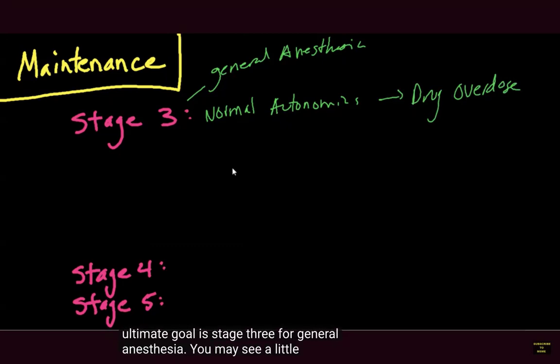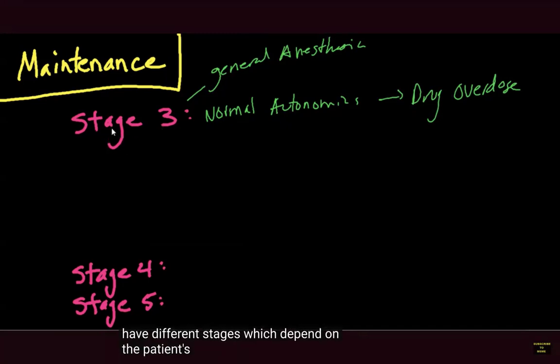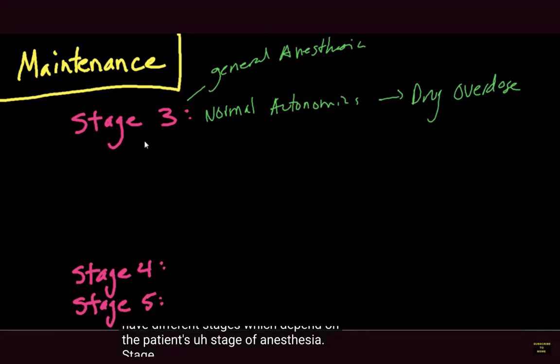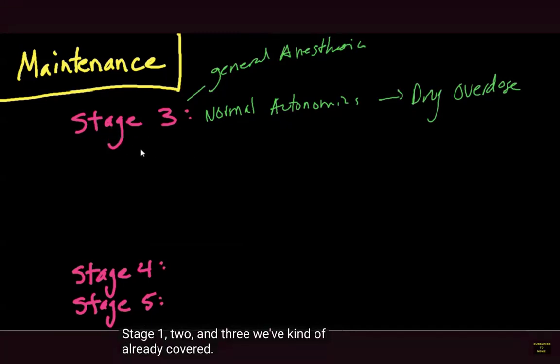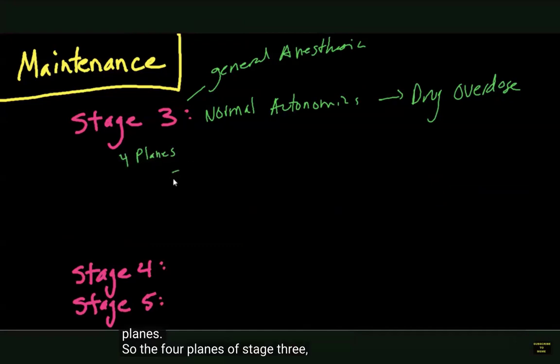You may see a little bit of respiratory depression, but in general, stage 3 is going to be broken down into 4 different planes. So we have different phases, which is the induction, the maintenance, and the emergence. We have different stages, which depend on the patient's stage of anesthesia. Stage 1, 2, and 3 we've kind of already covered. And now we've got 4 planes. So the 4 planes of stage 3.